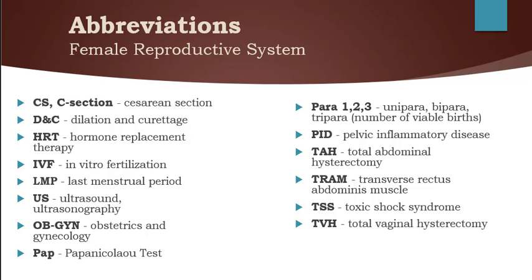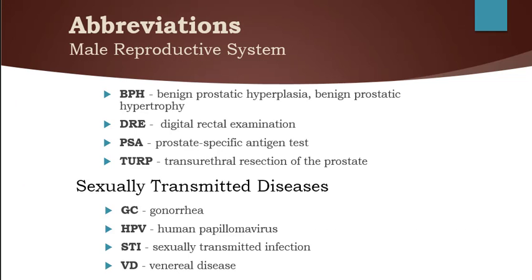The following are abbreviations for the female reproductive system. Now, here are the abbreviations for the male reproductive system, as well as sexually transmitted diseases.